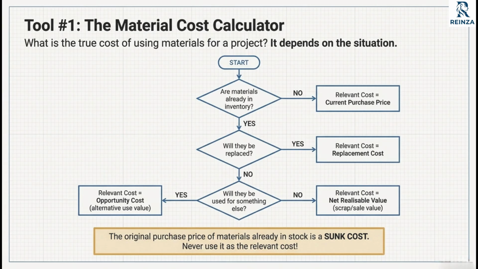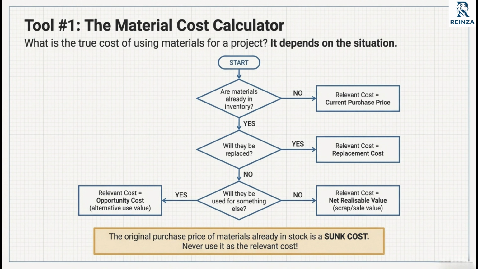This is the value you would get from that alternative use. If no, they would just sit in the warehouse or be thrown away. Then the relevant cost is the net realizable value. This is what you could sell them for, their scrap or sale value. Now here is the absolutely critical point.